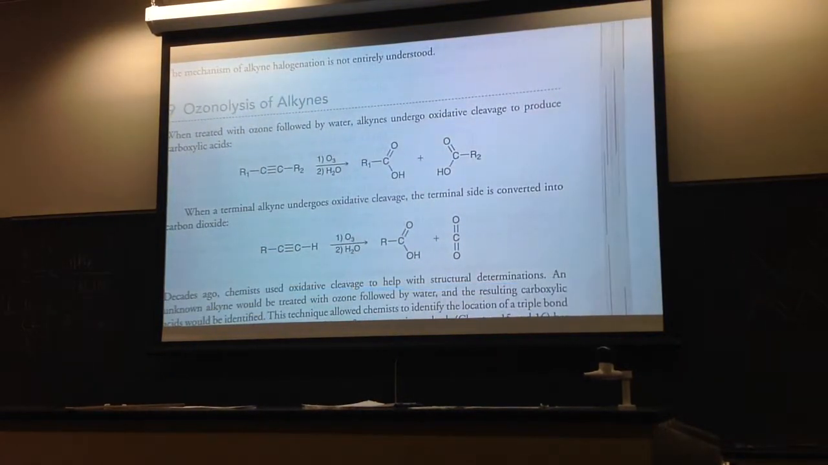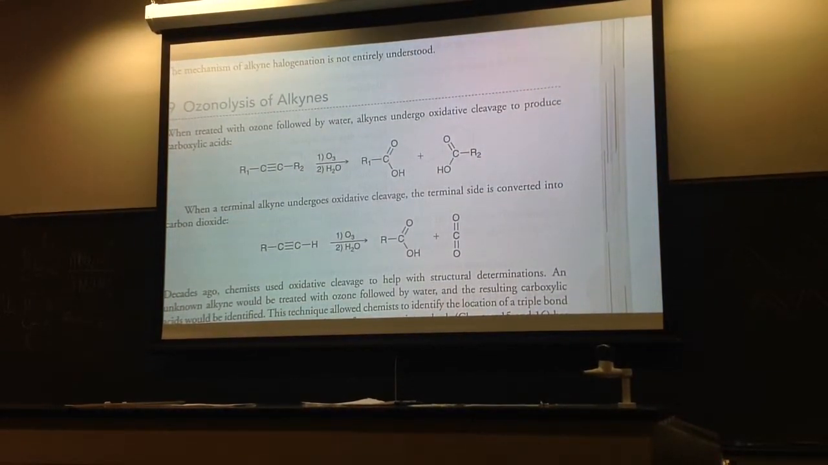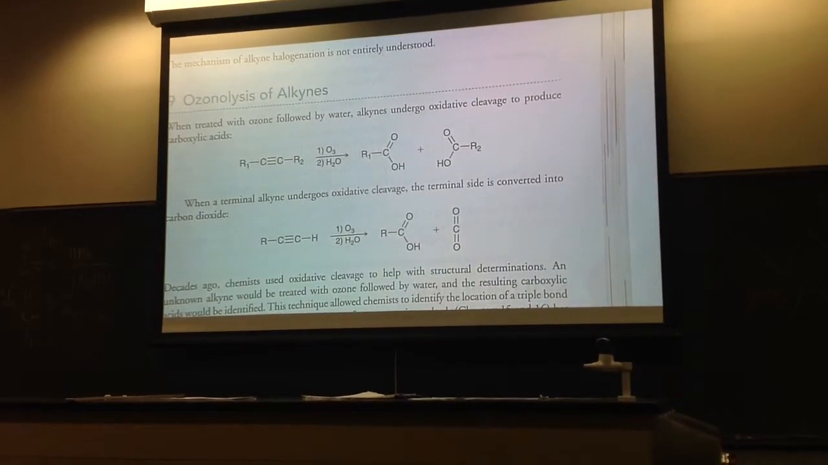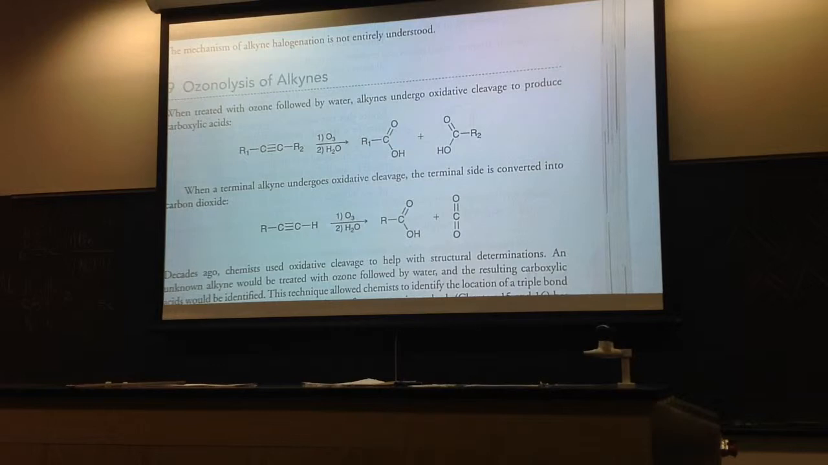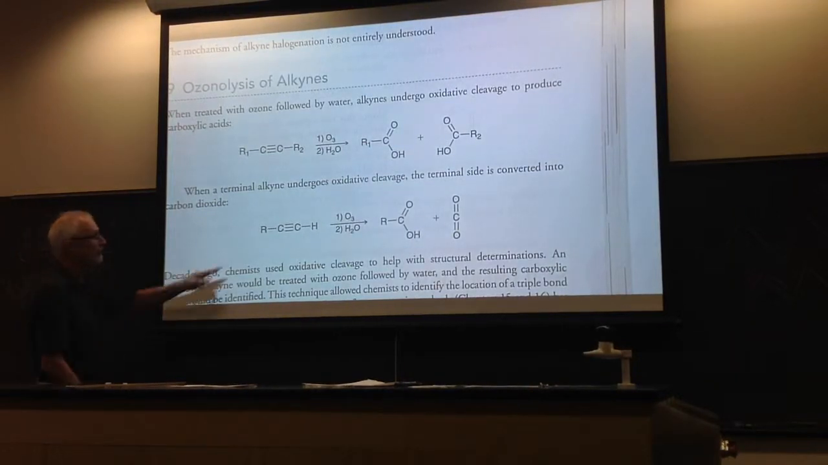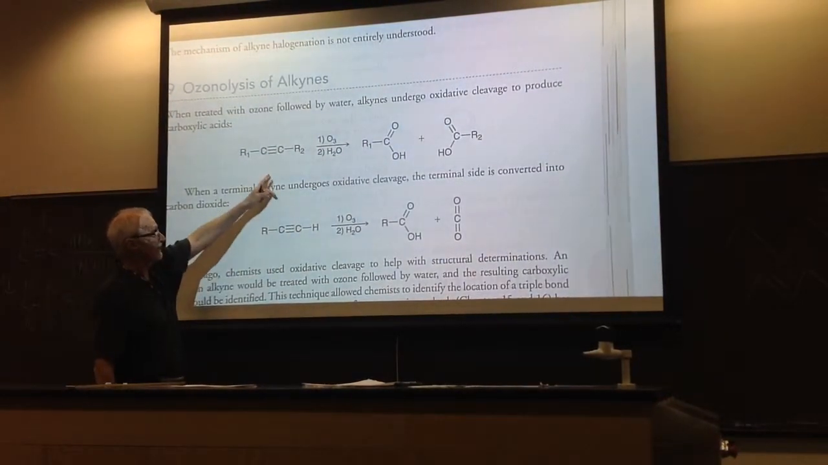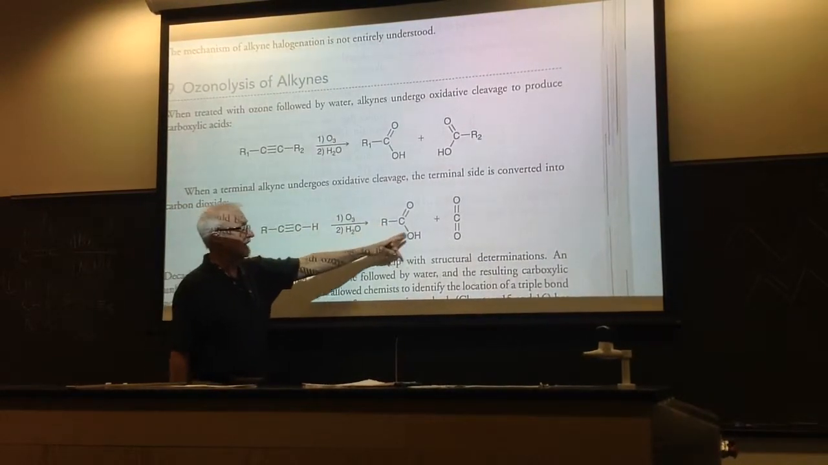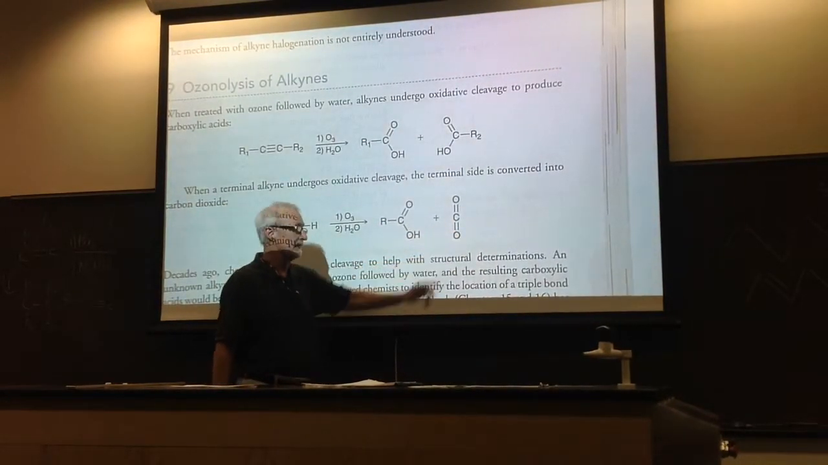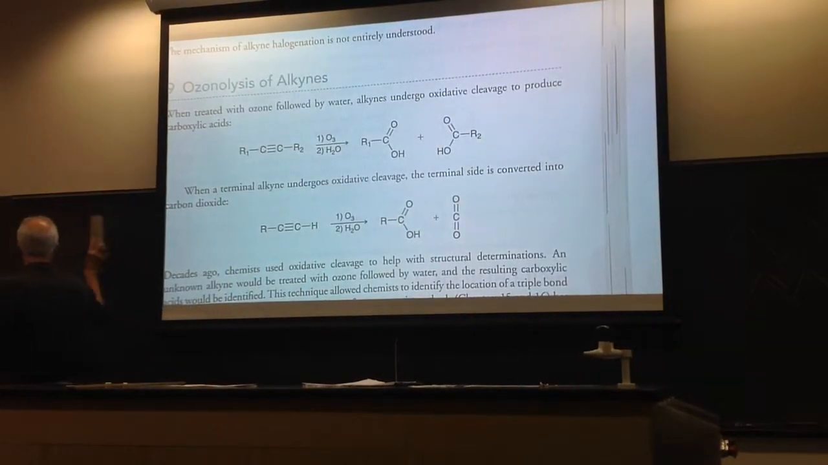Okay, so just get your scissors, snip out the carbon-carbon double bonds, and replace it with a carbon-oxygen double bond and a carbon-OH bond. Now, there's something kind of interesting here. If you have an alkyne with the triple bond in the middle, you get 2 carboxylic acids. If it's at the end, you get a carboxylic acid and carbon dioxide.